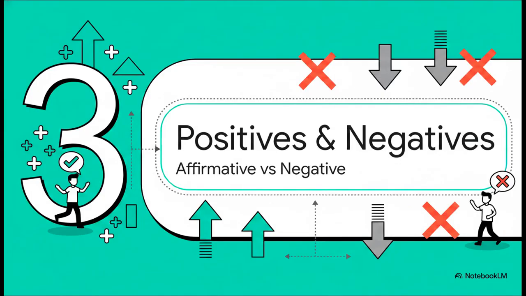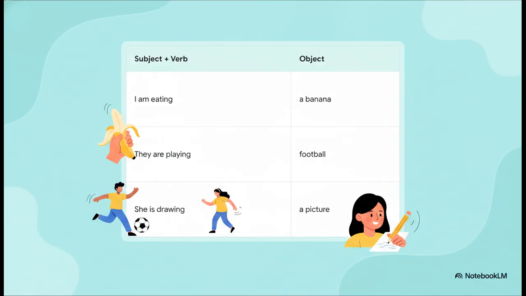On to Section 3. Let's look at how to build affirmative or positive sentences, and then how to flip them into negatives. Here are 3 perfect affirmative examples showing how our formula adapts. I am eating a banana. They are playing football. Notice how they pairs up with are. And she is drawing a picture. She is singular, so it gets is. Every single one ends in ing, and they all follow our golden 4-step rule.